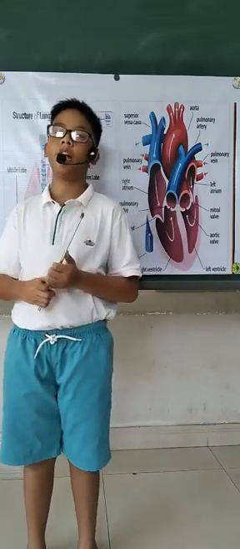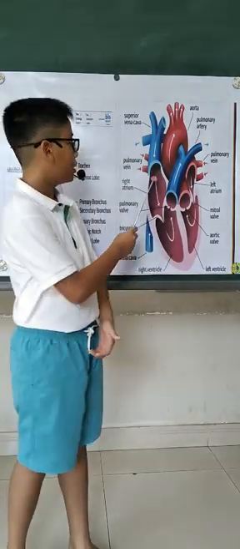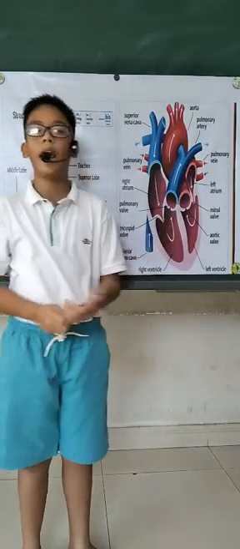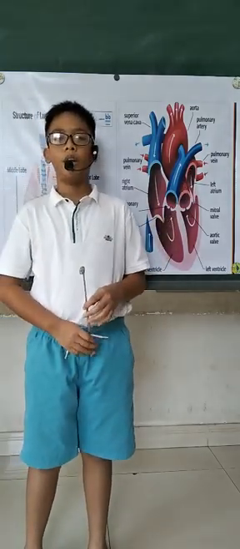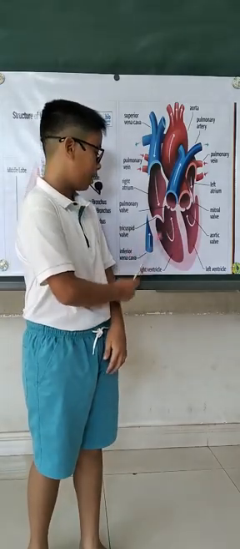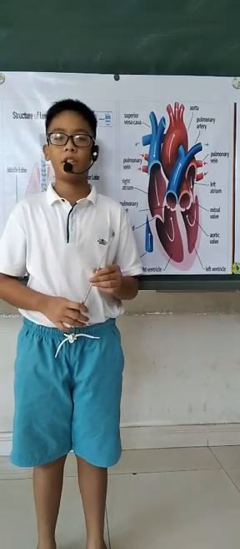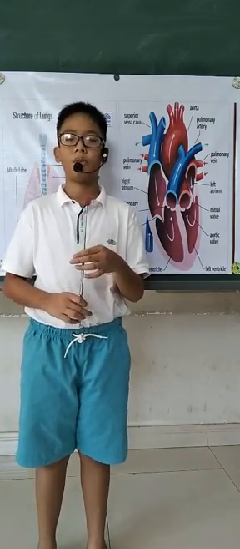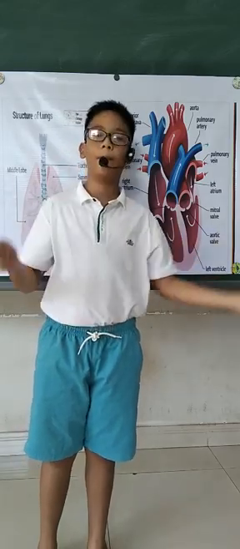So the heart is divided into 4 different chambers. The 2 on the top right here, this part and this part, are called the left and right atrium. And the 2 bottom ones, this one and this one, are called the right and left ventricles. Okay, so now let's get into the process of its pumping blood to all over your body.